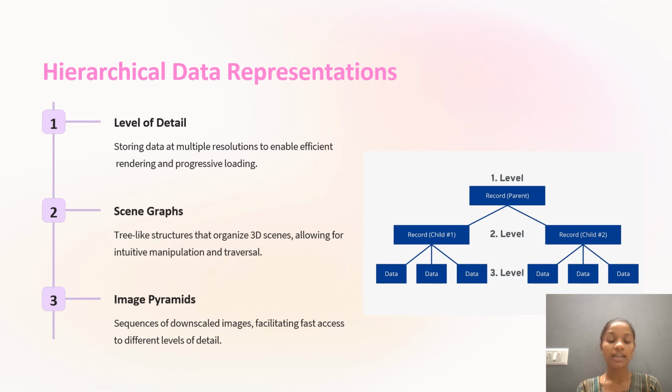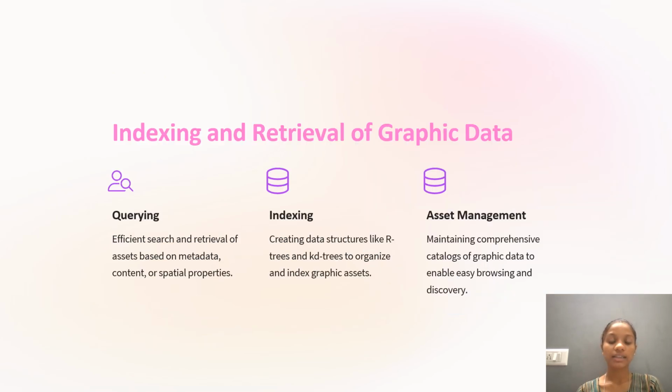The second one is scene graphs. They are tree-like structures that organize 3D scenes, allowing for intuitive manipulation and traversal. The last is the image pyramid, a sequence of downscaled images, facilitating fast access to different levels of detail. The above figure shows how the levels are classified. In the first level, the root node will be present, and then in the second level, the parent and child nodes of the root node are present, and level 3 contains all the data required or retrieved. Next, let us discuss indexing and retrieval of graphic data.